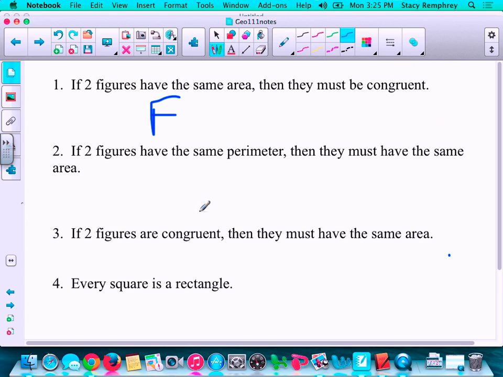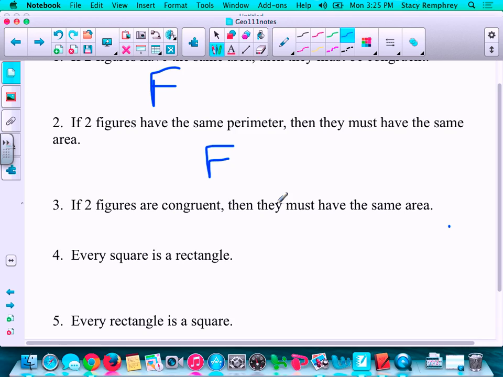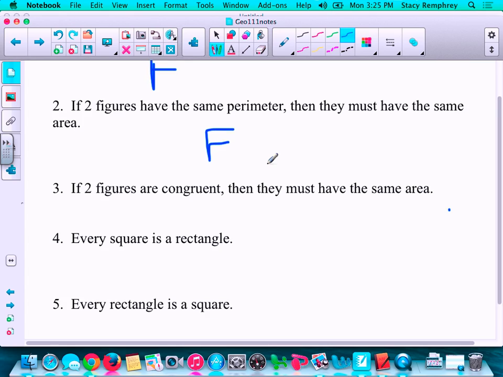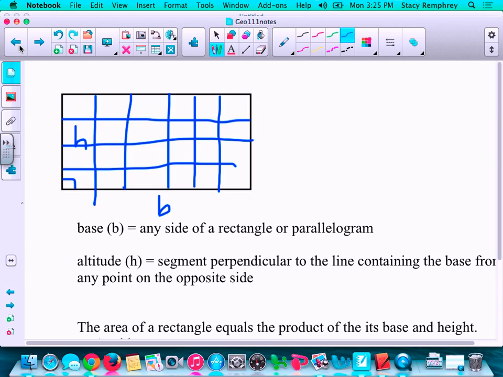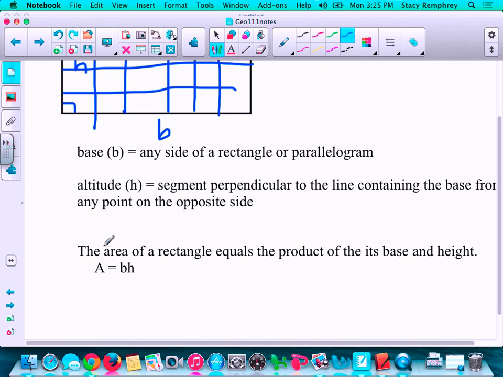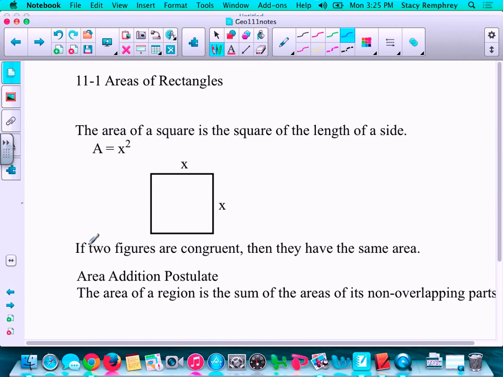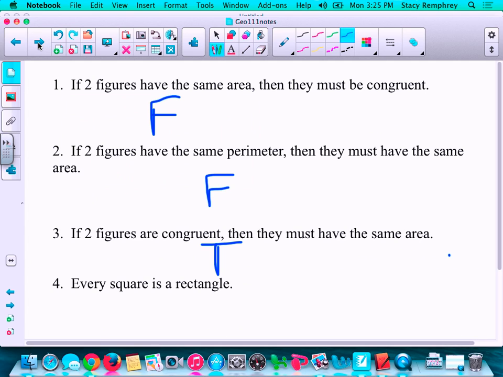If two figures have the same perimeter, then they must have the same area. This is also false. There's a lot of different examples there. You could draw two different rectangles that have the same perimeter but have different areas. If two figures are congruent, then they must have the same area. This is true, and we said this on the first slide. If two figures are congruent, they have the same area.